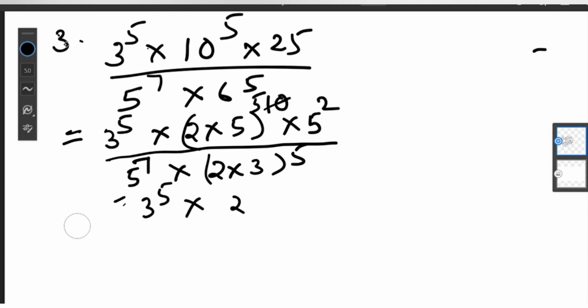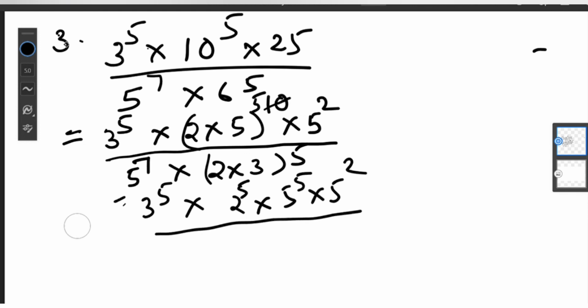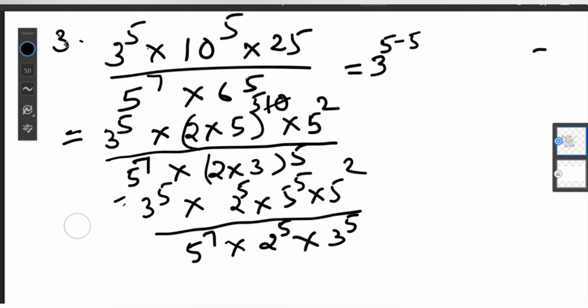Again, this can be written as 3 to the power 5 into (2 into 5) to the power 5. Here it is not 10, here it is 5. Okay, 2 to the power 5 into 5 raised to 5 into 5 to the power 2, by 5 to the power 7 into 2 to the power 5 into 3 to the power 5. That is equal to 3. How many 3s are coming? 3 to the power 5. 2 times it is coming.